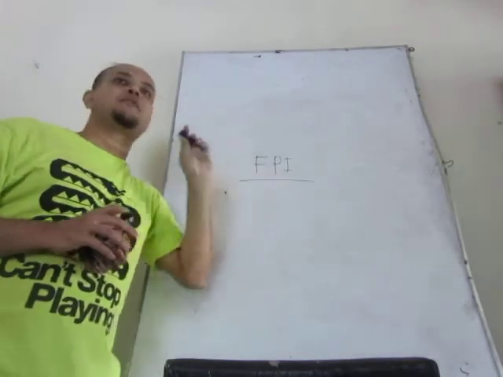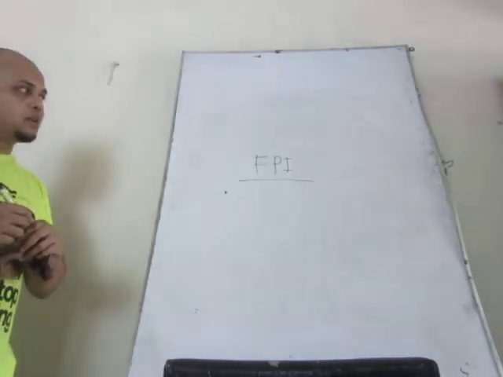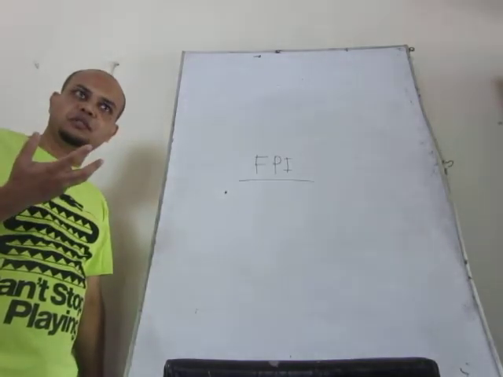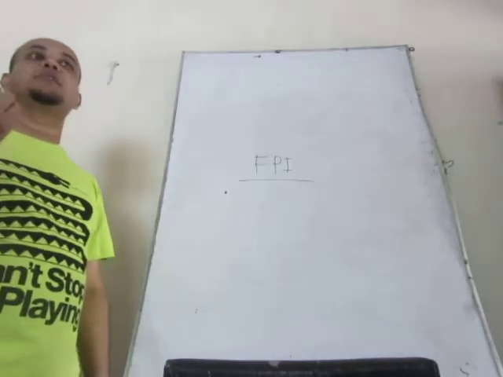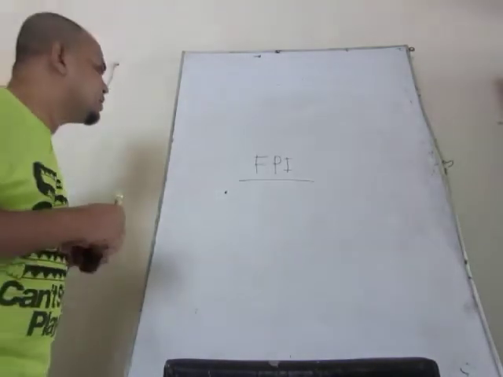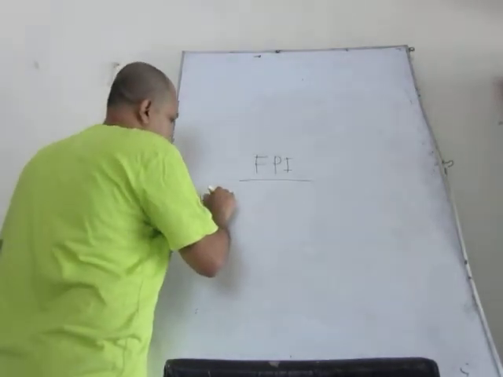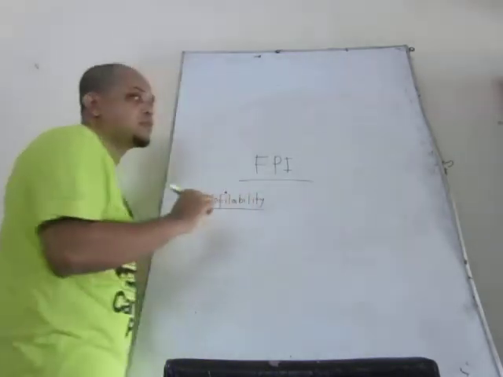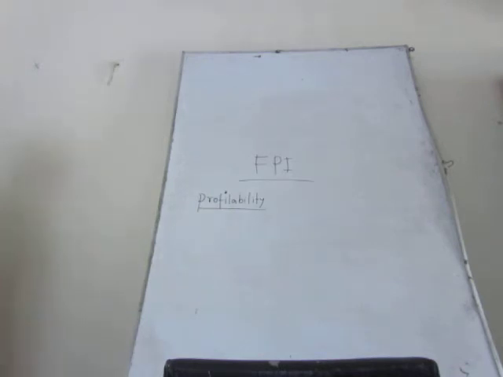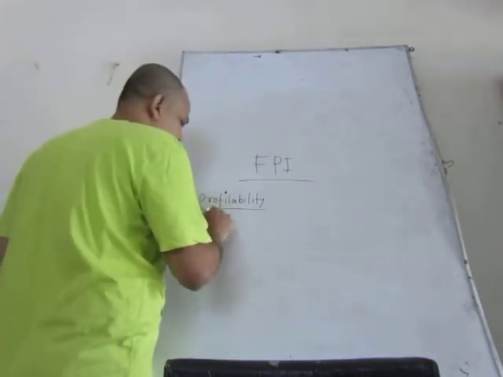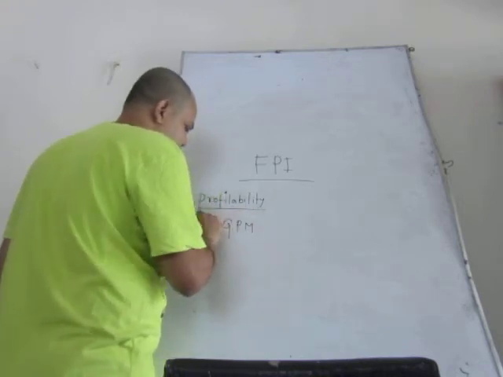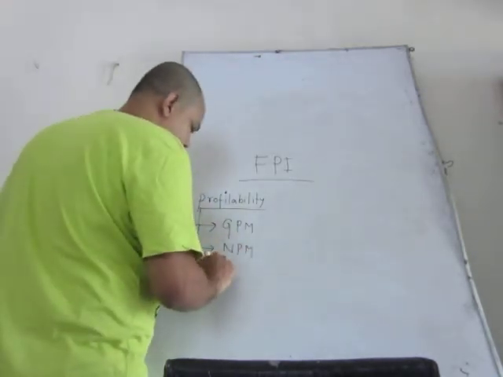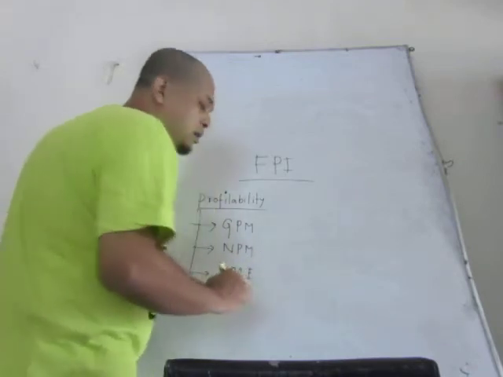So financial performance indicators. In the case of financial performance indicators, we have already discussed that we try to evaluate our performance through some financial ratios. So initially we will discuss the profitability ratios. Profitability ratios. In this case, we will discuss gross profit margin, net profit margin, and return on capital employed.